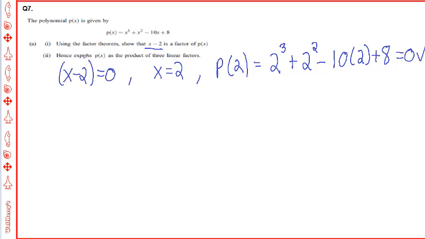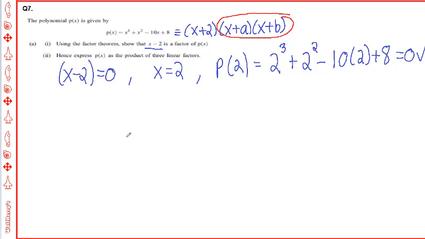Part B says, hence, express p(x) as a product of three linear factors. What it means is, this is identical to x minus 2, and two more factors, call them a and b, x plus a, x plus b. We have this already, we now want to get these two here, so we have all three linear factors. When you multiply these three, you get this again. One of the easiest ways to find the other two factors is to use long division.